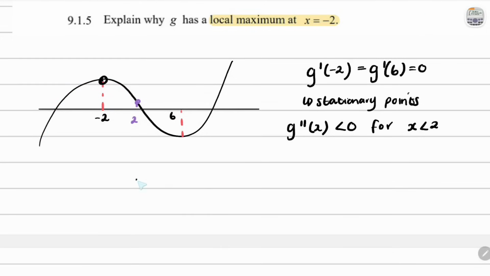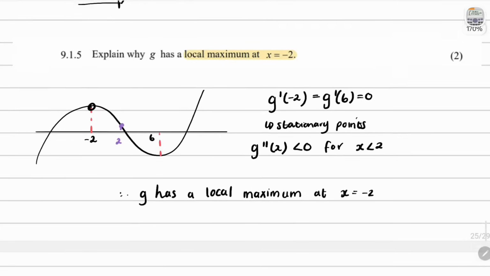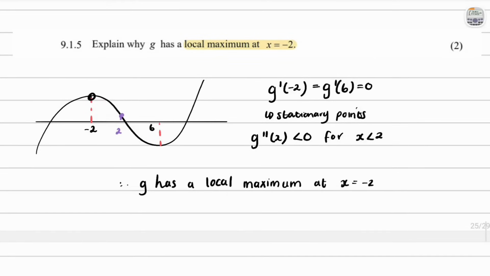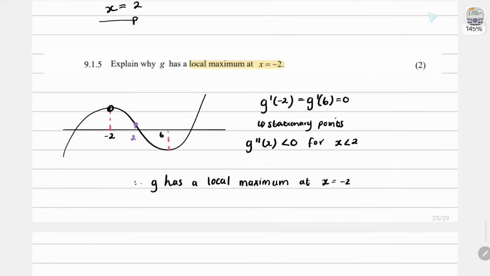Okay, so we can finally conclude. So we're just telling them we have two stationary points at here and here, but the graph is curved down where x is less than 2. Therefore, that has to be the local maximum. So g has a local maximum at x equals -2. And that is an explanation of that. That is a possible answer that we could use. Okay, moving on to the next question.